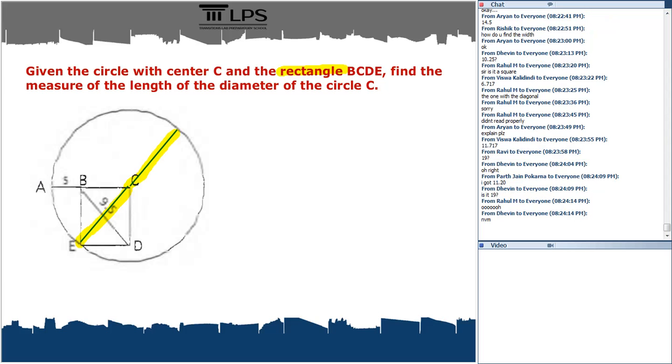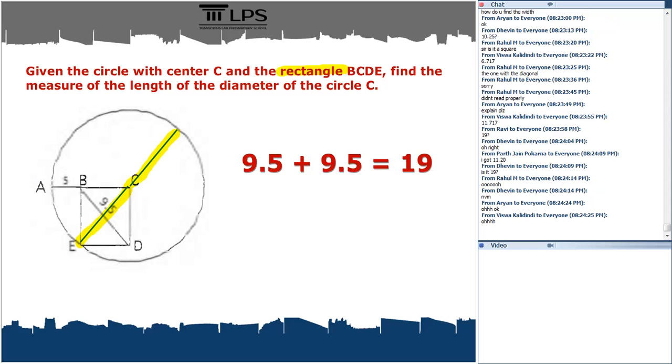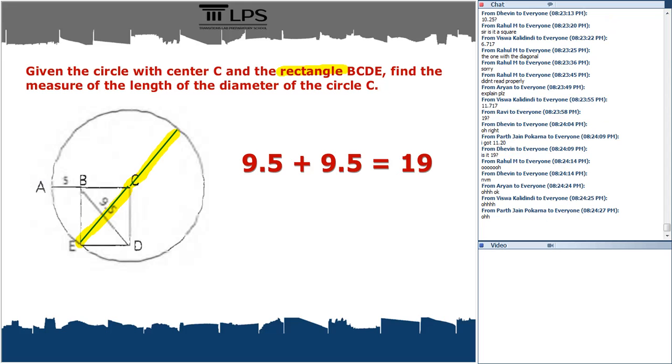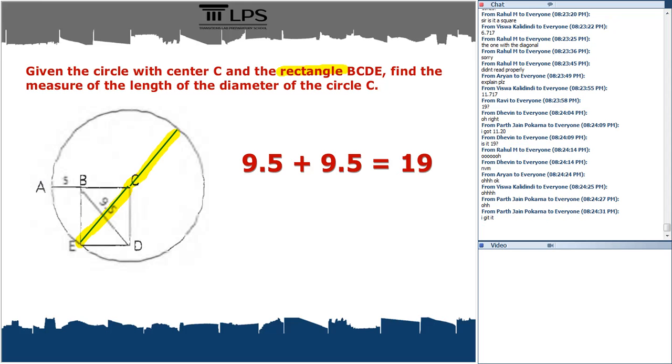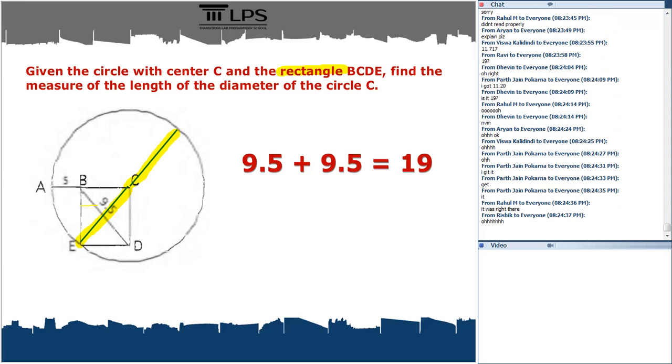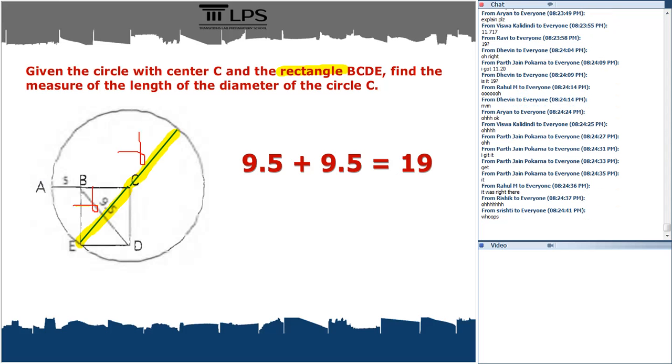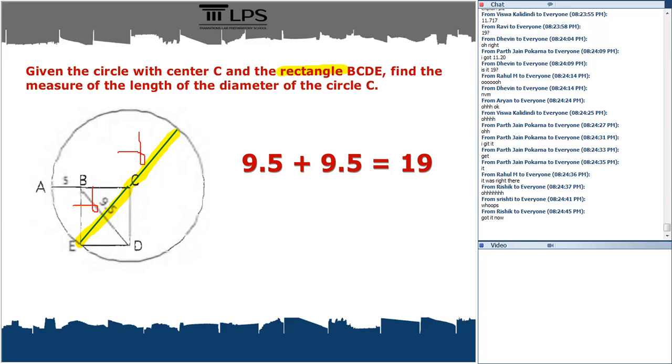And therefore, 9.5 plus 9.5 is 19, because this is the radius and this is also the radius. It was a very simple question based on the property of rectangles. The property of a rectangle says that the lengths of the diagonals of the rectangle are always equal. Very good. Okay, let's go ahead.